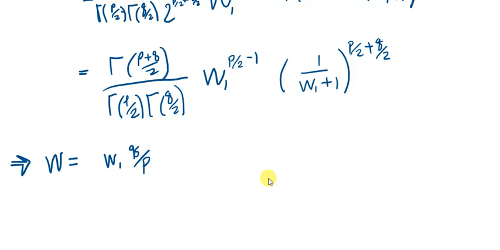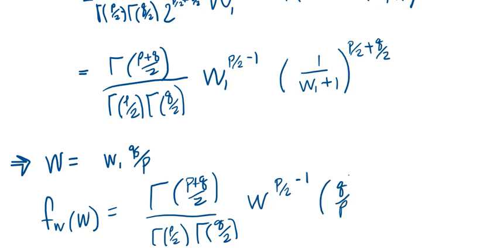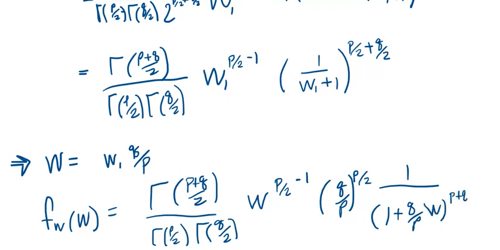Once we do this, we see that f of W is equal to gamma p plus q over 2 over gamma p over 2 gamma q over 2, W to the power of p over 2 minus 1, q over p to the power of p over 2, and then we have 1 over 1 plus q over p W, to the power of p plus q over 2.